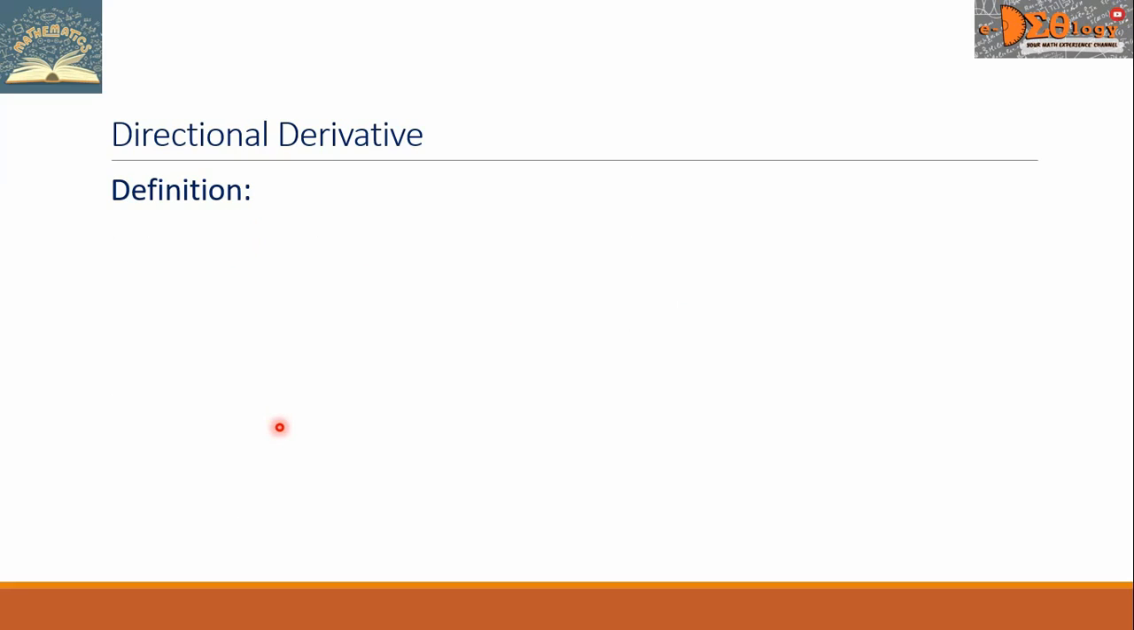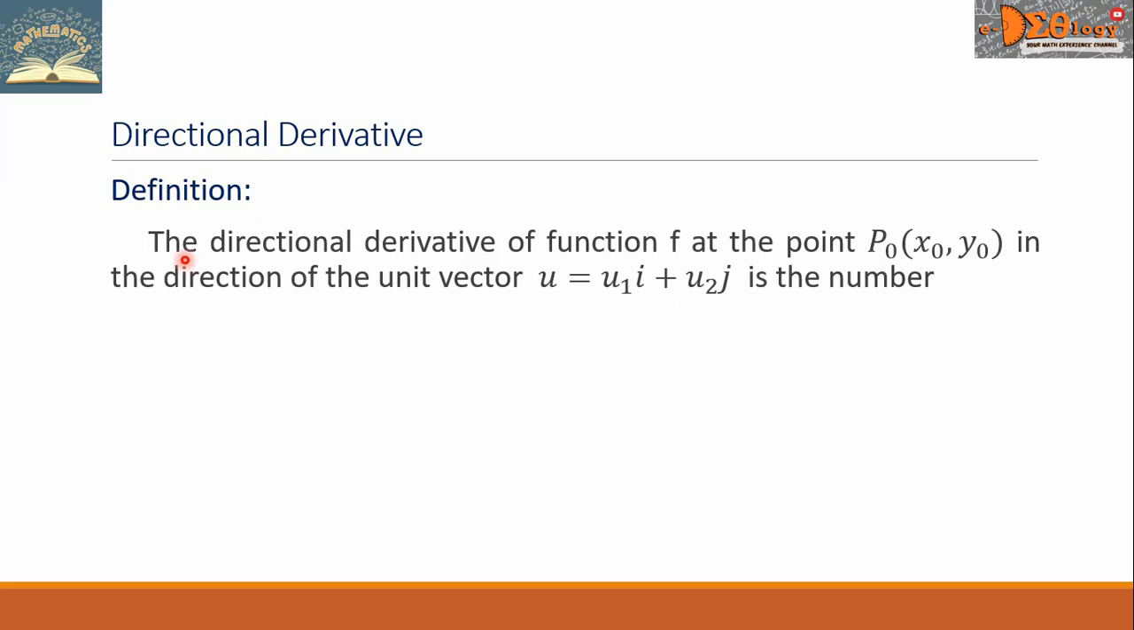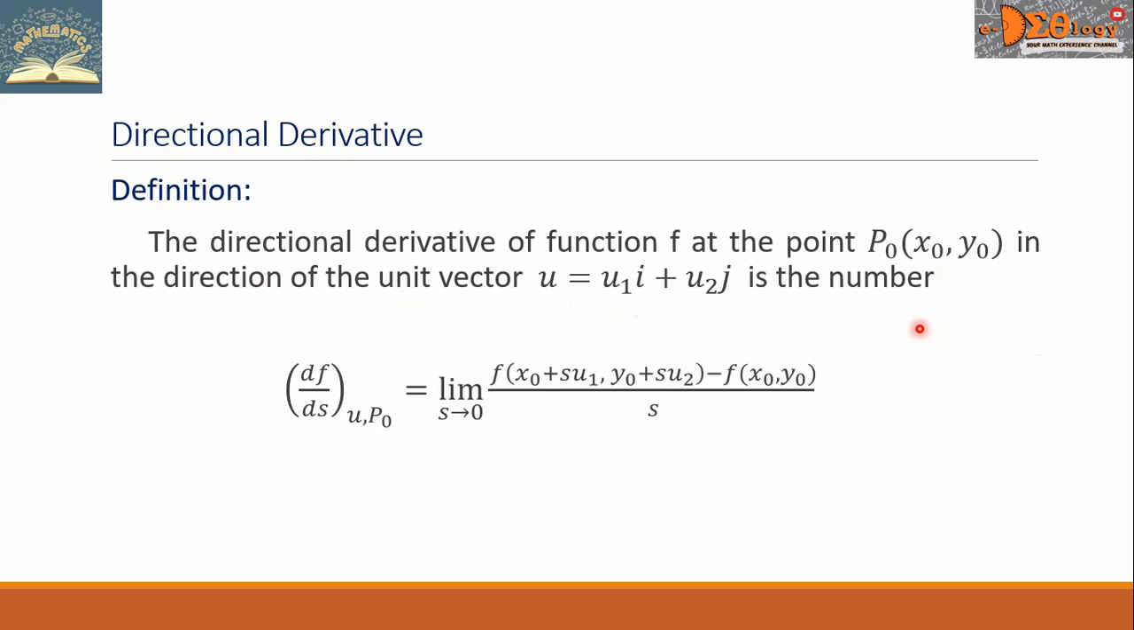Now, for the formal definition, we have the directional derivative of function f at the point P sub 0 of x sub 0, comma, y sub 0 in the direction of the unit vector u equals u sub 1 i plus u sub 2 j is the number, and this is our limit formula, provided the limit exists.